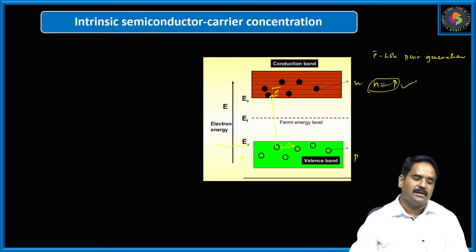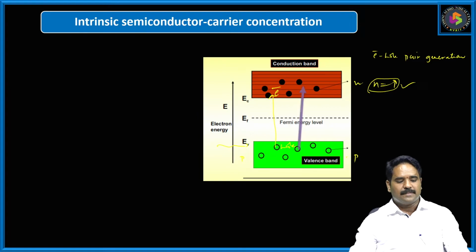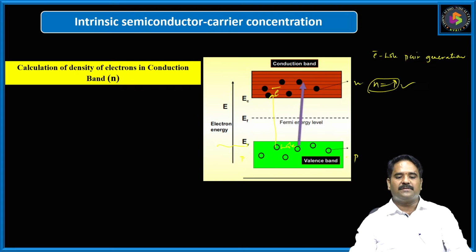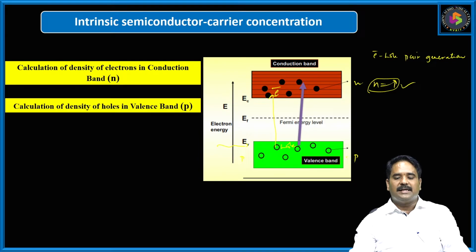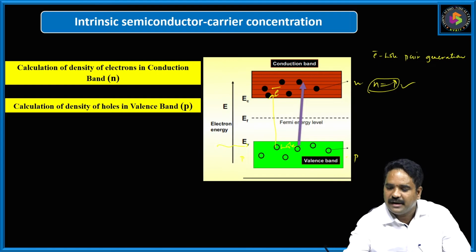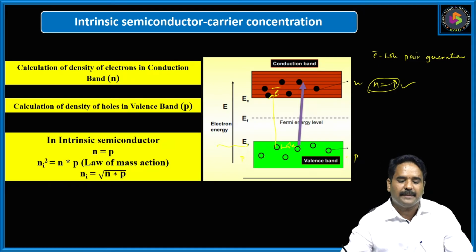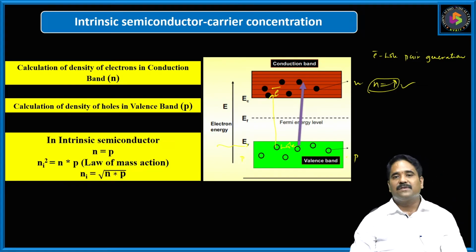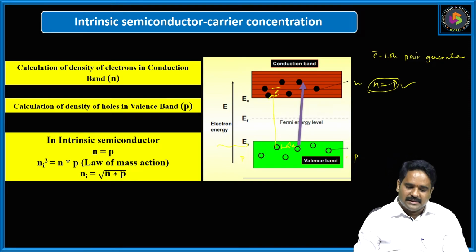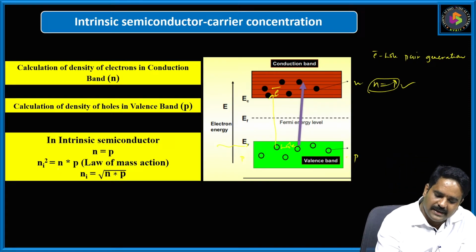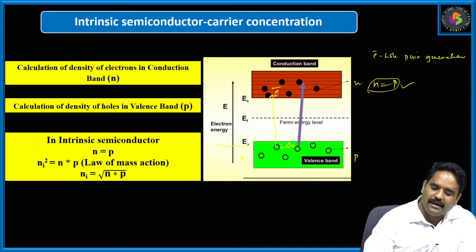So using the law of mass action, first we have to derive the expression for density of electrons in the conduction band and density of holes in the valence band. Using the law of mass action, ni square is equal to n into p. Means the square of carrier concentration of intrinsic semiconductor is the product of density of electrons in the conduction band and density of holes in the valence band.